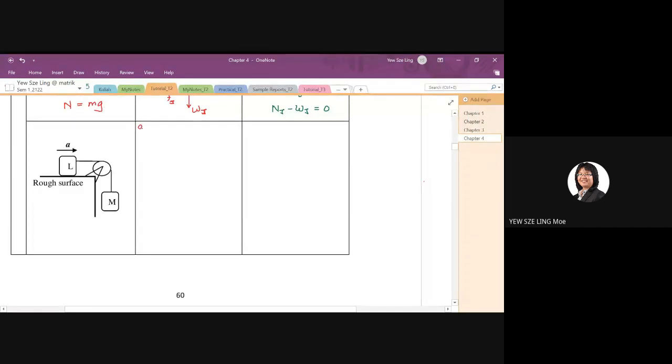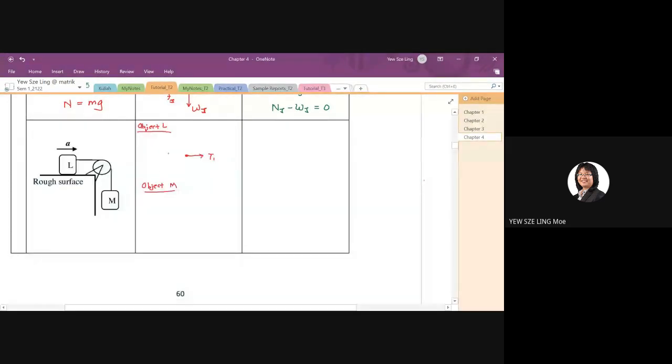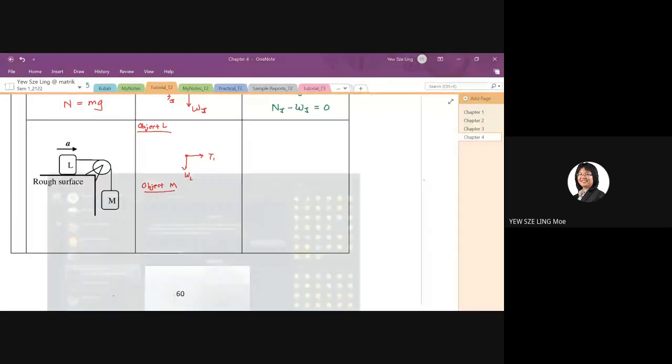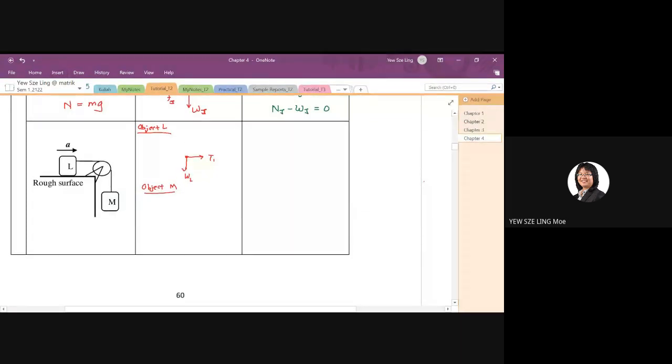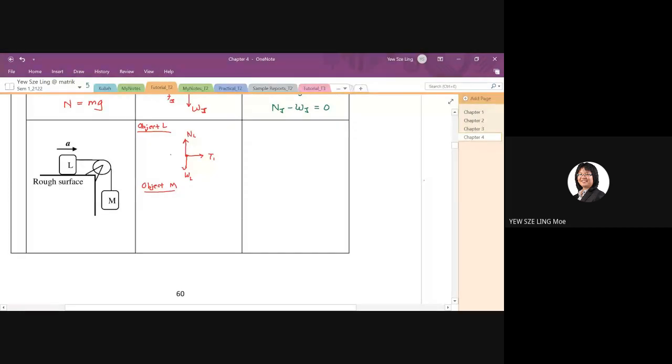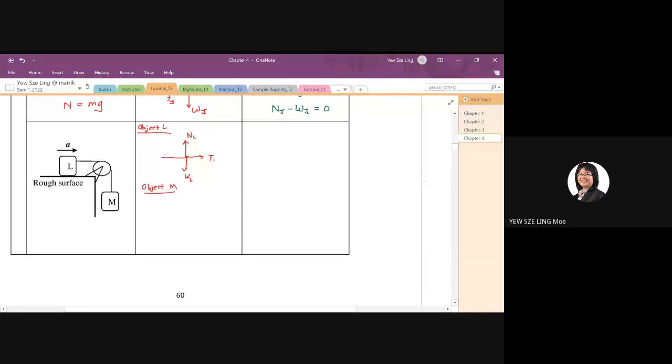So object L and then the object M. So object L, this is a free body diagram. So Eddie gave me a T. Okay, Eddie says this is T1. And then WL. Then NL. This is N, L, and then a rough surface. You got a friction. Good.